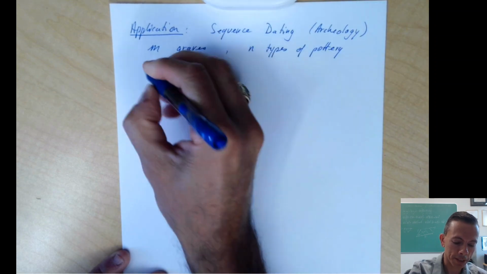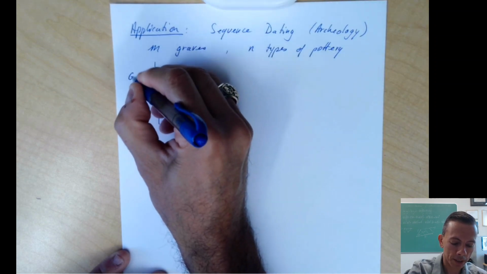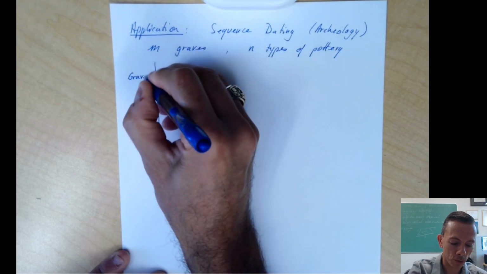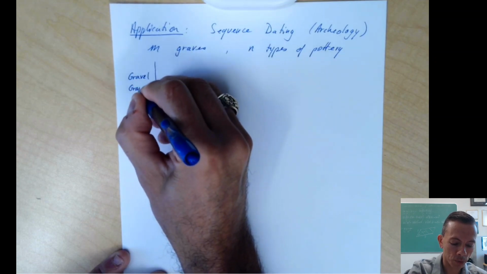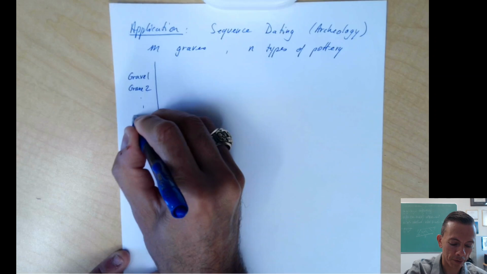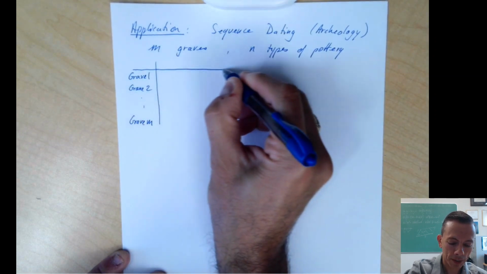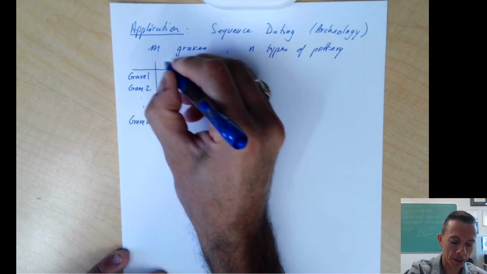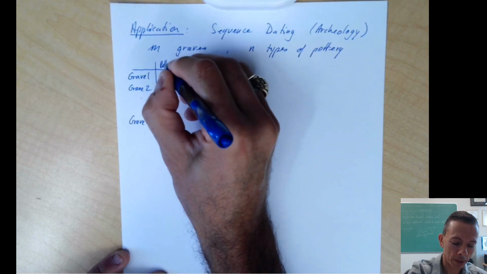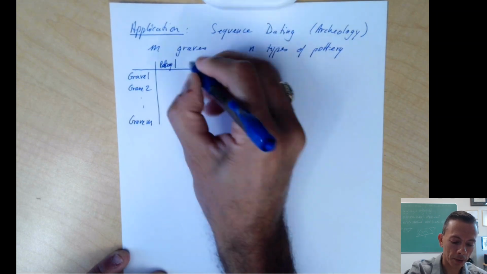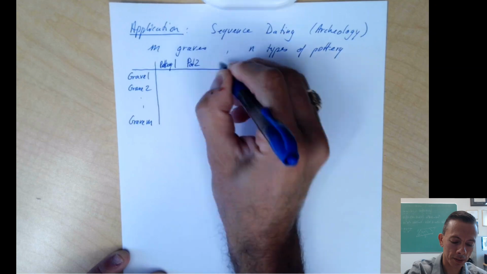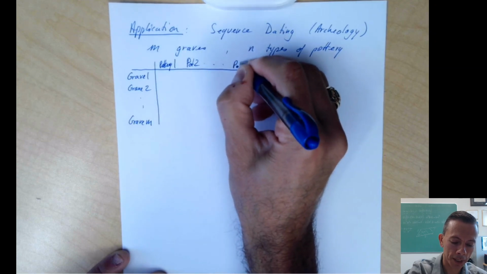It's a table that has the different grave sites on the left here, grave 1, grave 2, all the way to grave M. And the columns indicate the types of pottery. So you can have pottery 1, pottery type 2, etc., all the way to pottery type N.